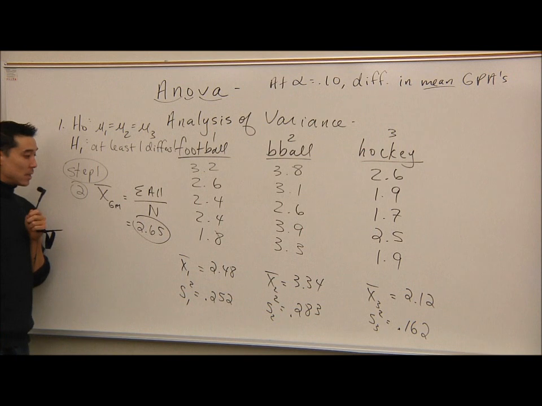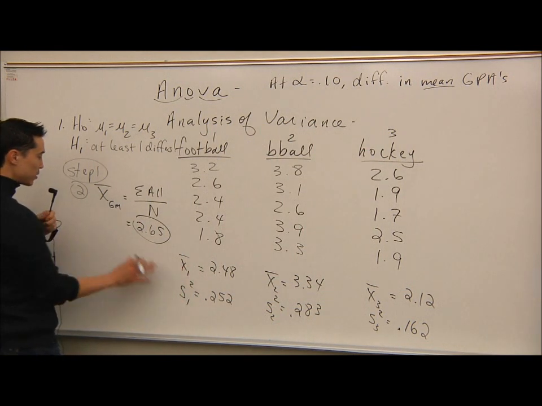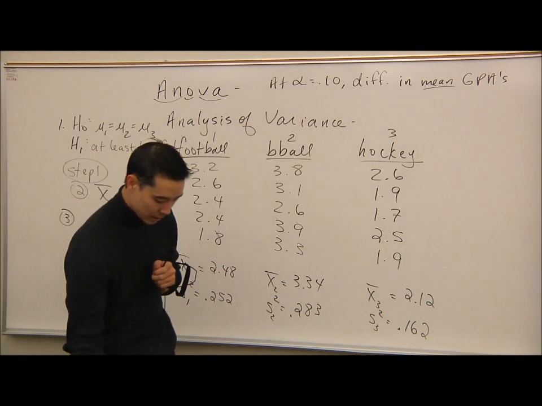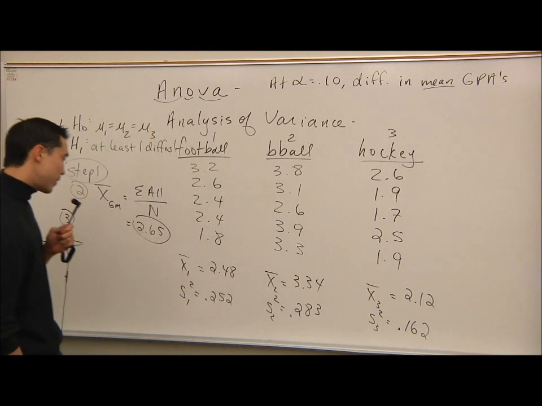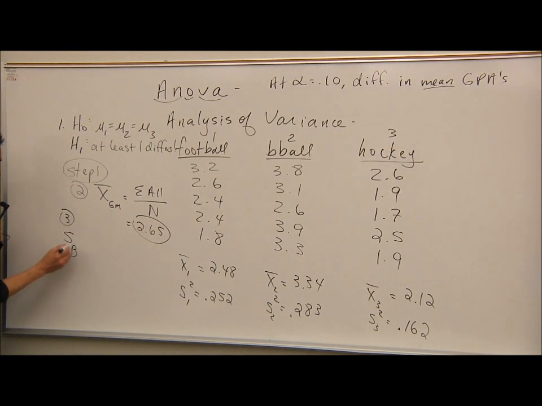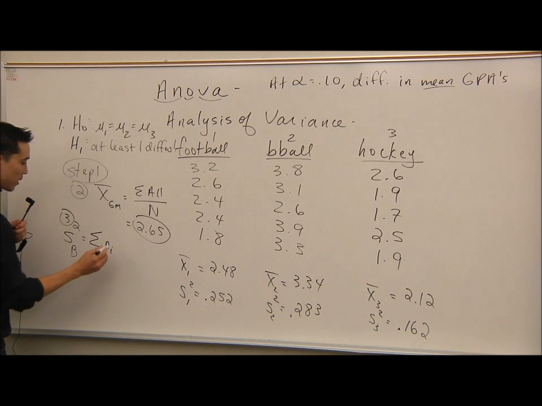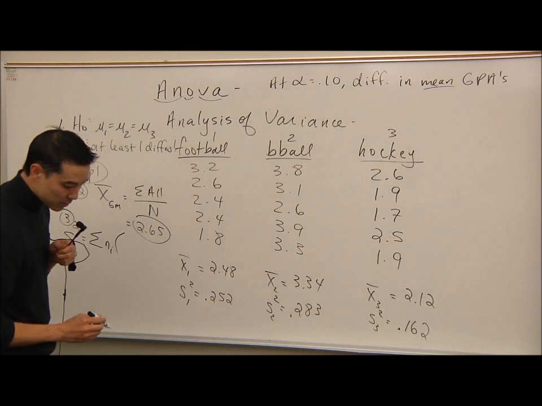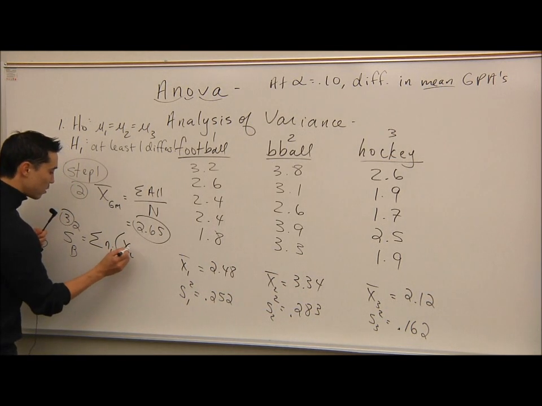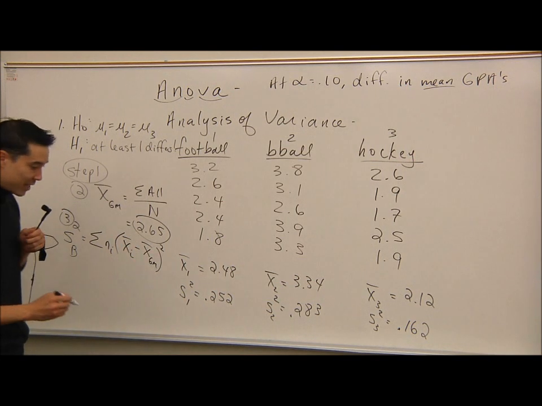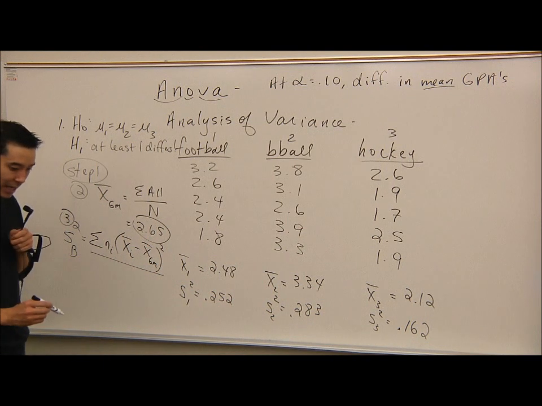Okay, so that's step one, mean and sample variance for each. Step two is the grand mean. Step three is a formula. And here's what it looks like. It's called the between group variance, S B squared. Between group variance, okay? It's a summation of the n sub i, and then in parentheses you have x bar sub i minus x bar GM, quantity squared, and all of that is divided by k minus 1.